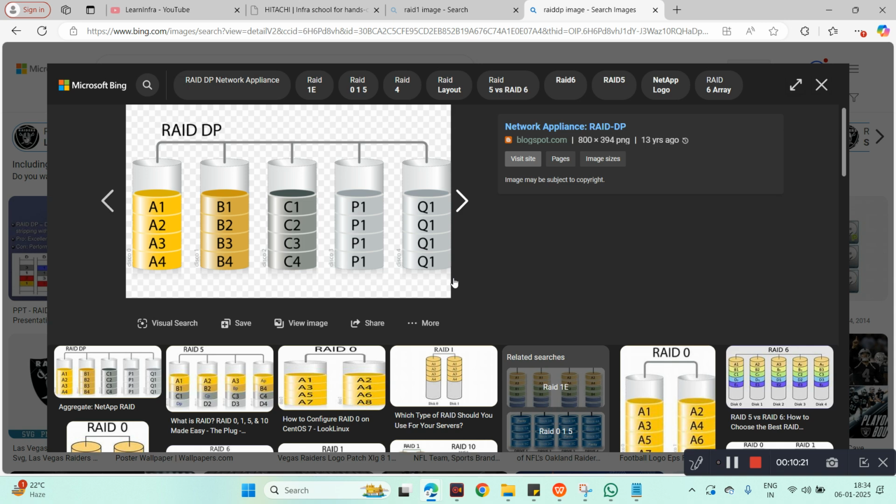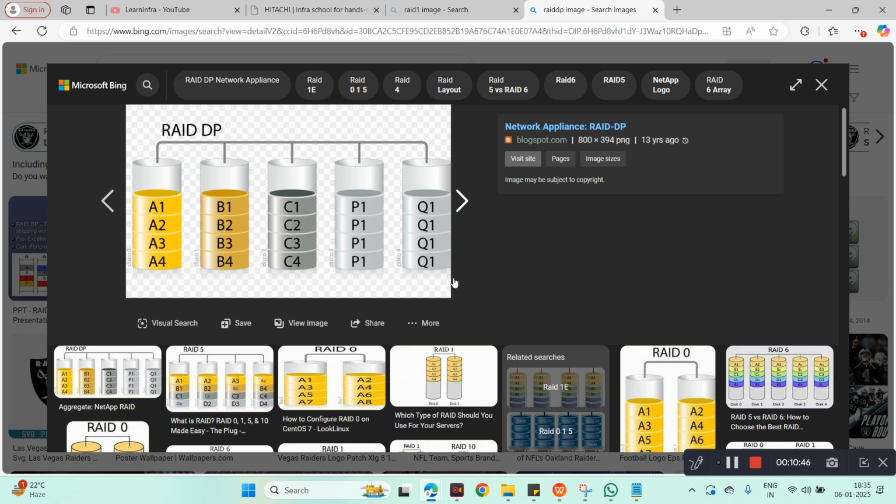NetApp has a unique file system layout, which is like a write anywhere file layout. What WAFL does is it will basically write the new data to a new location on the disk, and it will move the pointer to the new data. So it is not doing any reads, it is eliminating the reads that would have to take place.